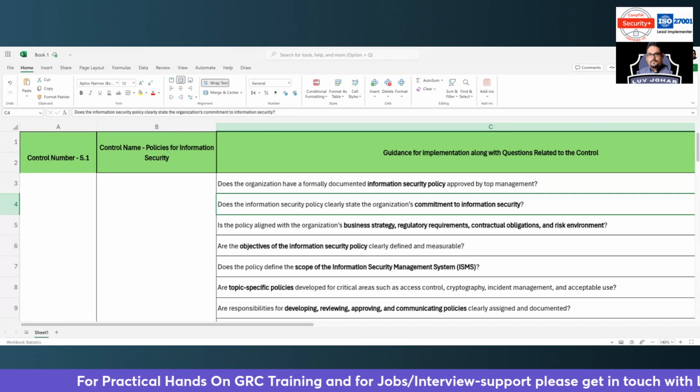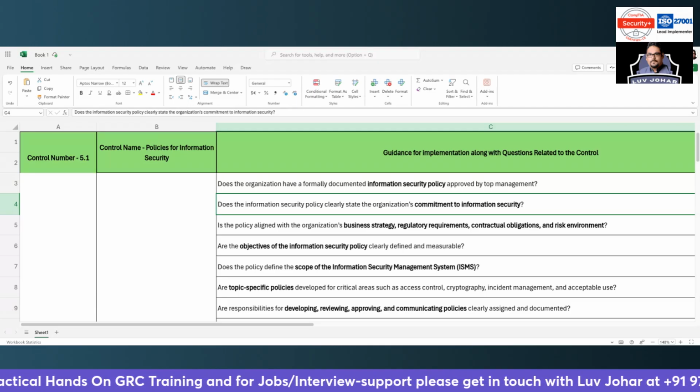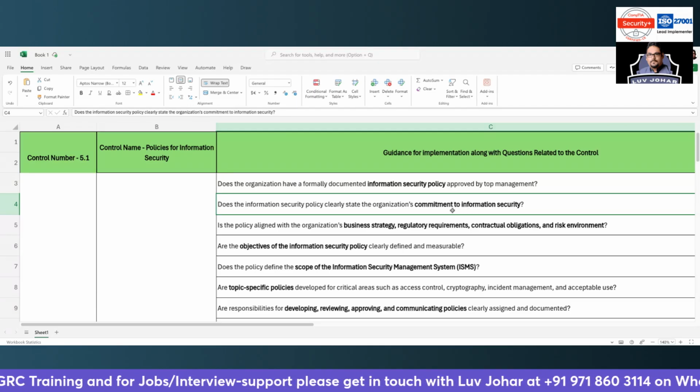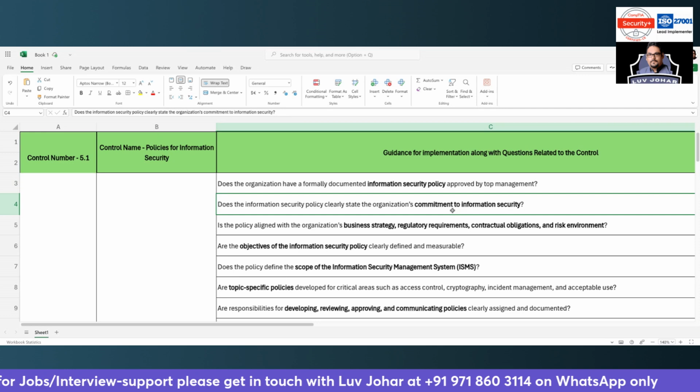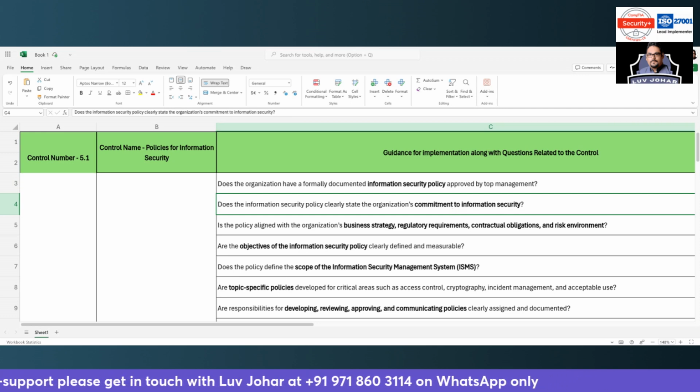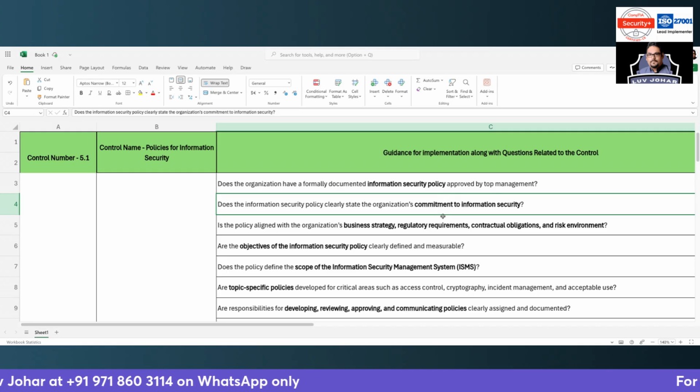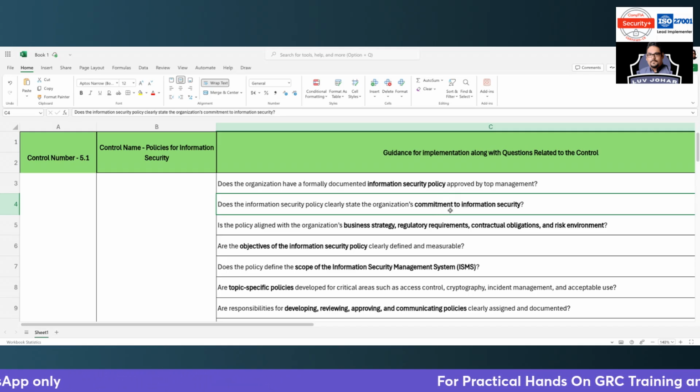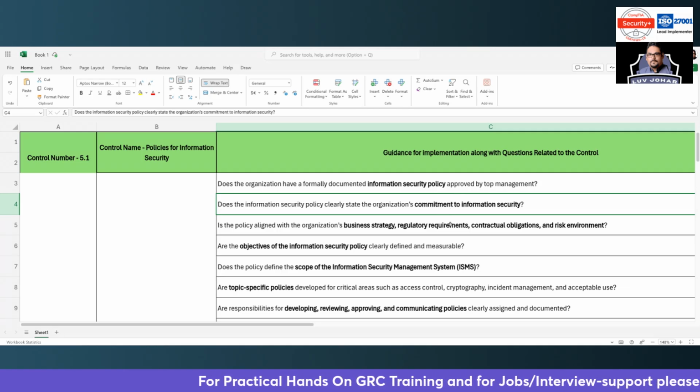Then the next thing that the guidance is asking us to do is, does the information security policy clearly state the organization's commitment to information security? So definitely when it is approved by the top management, you need to mention that the organization is committed towards information security. You should clearly mention that in the policy, right, to show the commitment from the top management.